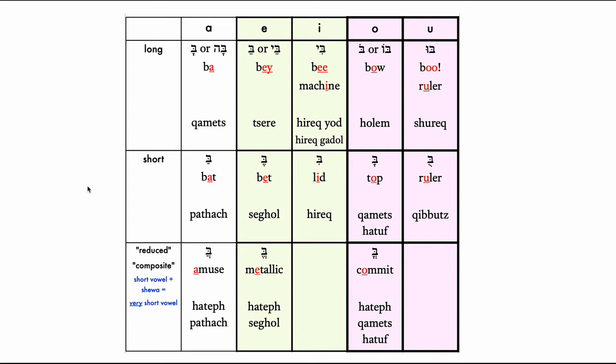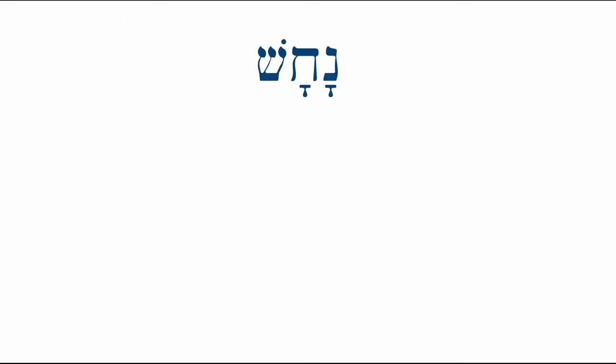Okay, let's jump into a couple words. I'm going to put a word up. Nachash. Do you think this first syllable is open or closed? We have a nun and a long vowel. So that's going to be enough for a syllable. Then we have a chet, a long vowel, and a sheen.